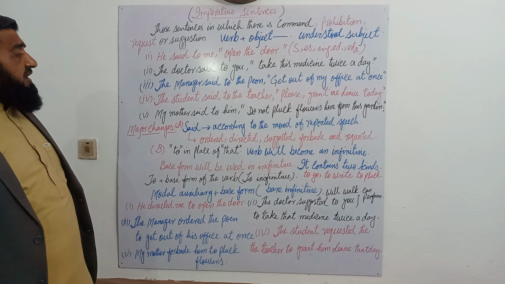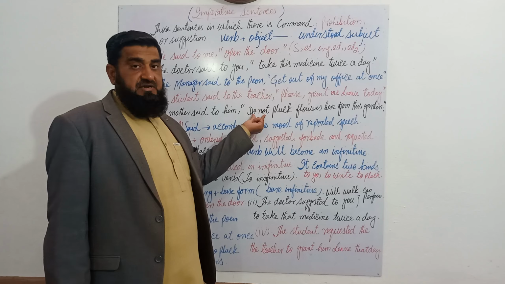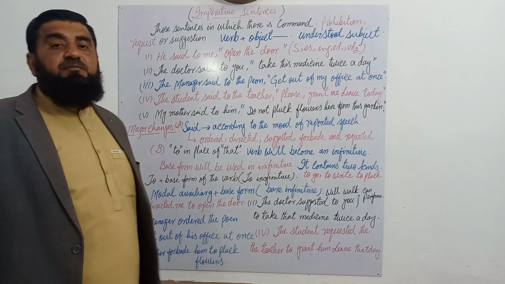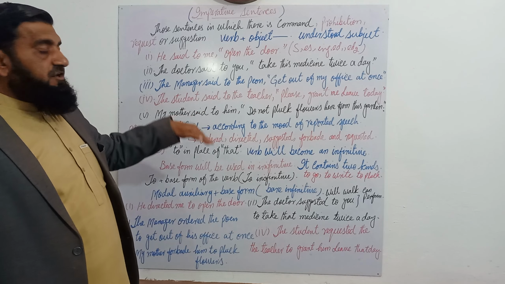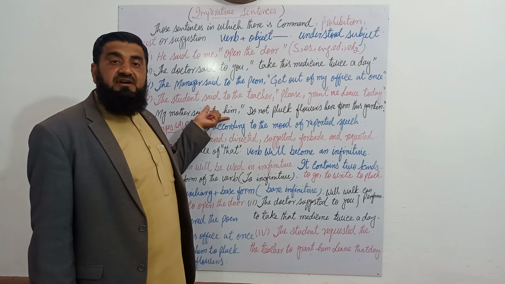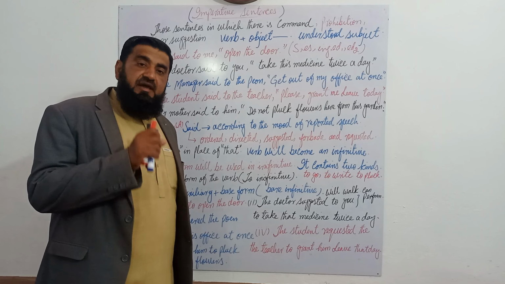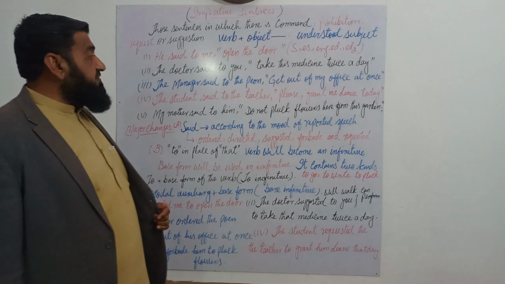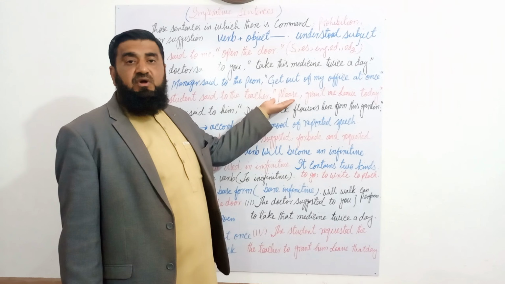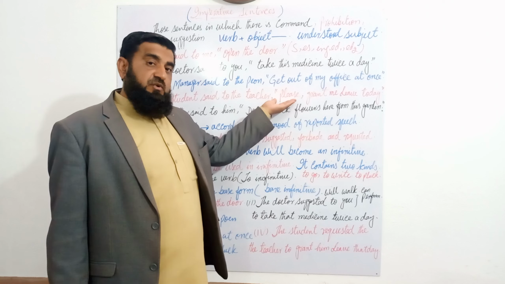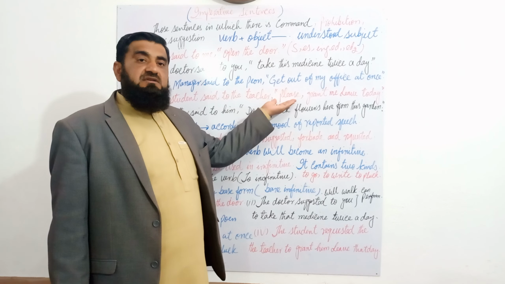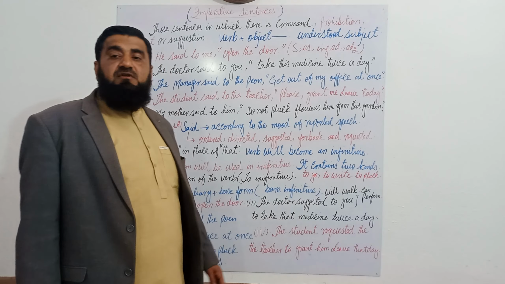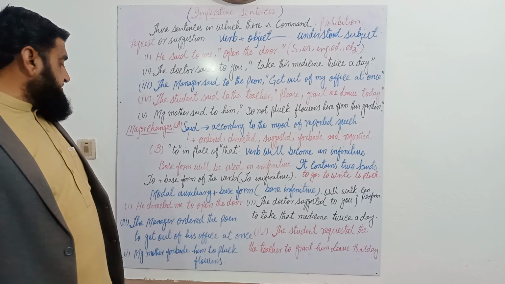Third thing is, when we are using words like do not, for example, and when we are using please, such words will be omitted. That will not be repeated while we are changing sentence from direct into indirect narration. We will not use such words again. So request words like please, sir, madam, and do not, that will be omitted.